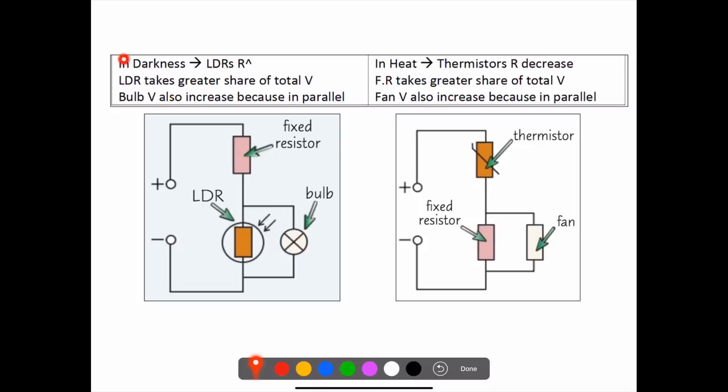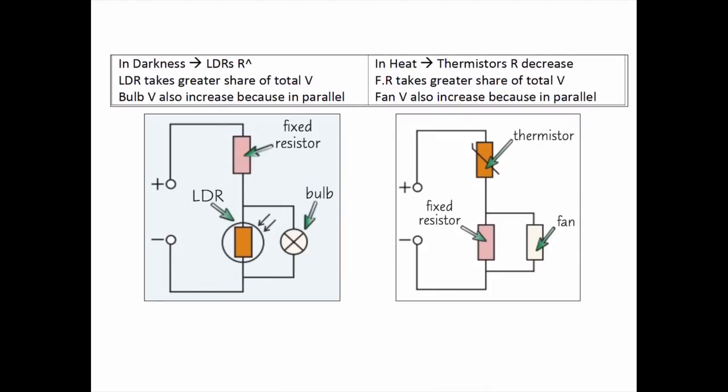So for the LDR, if it becomes dark, resistance goes up, therefore the LDR takes a greater share of the total voltage. And then in heat, the thermistor's resistance decreases when it becomes hot. Therefore, the fixed resistor has to take a greater share of the voltage. So just memorize those points and you'll be good to go.